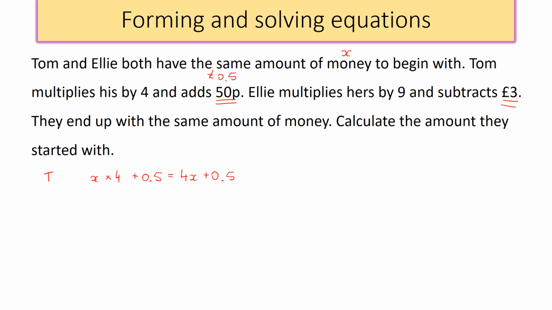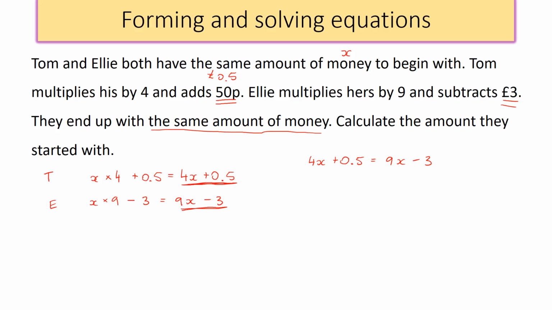So that's Tom. And then Ellie, she multiplies hers by 9, so that's x times 9, and then she subtracts 3. So that's 9x take away 3. And then we also know that they end up with the same amount of money. So that means that the amount that Tom has and the amount of money that Ellie has is the same value. So that means 4x plus 0.5 must be equal to 9x take away 3.